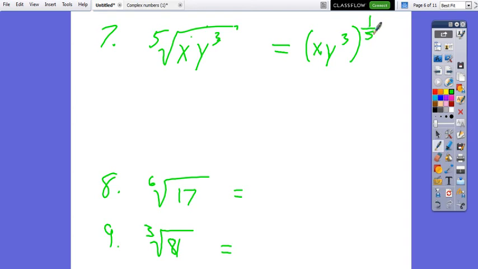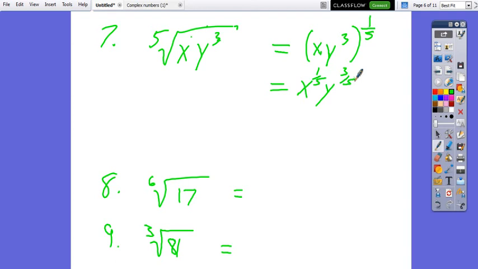Yes. Now, I can adjust this a little bit, because what are the rules of exponents? The rules of exponents say that when I have an exponent outside parentheses, I need to multiply it by every exponent inside parentheses. I would let you leave it like this, or you could do x to the 1/5, y to the 3/5, which is how I would have done it. Either way, I will take.